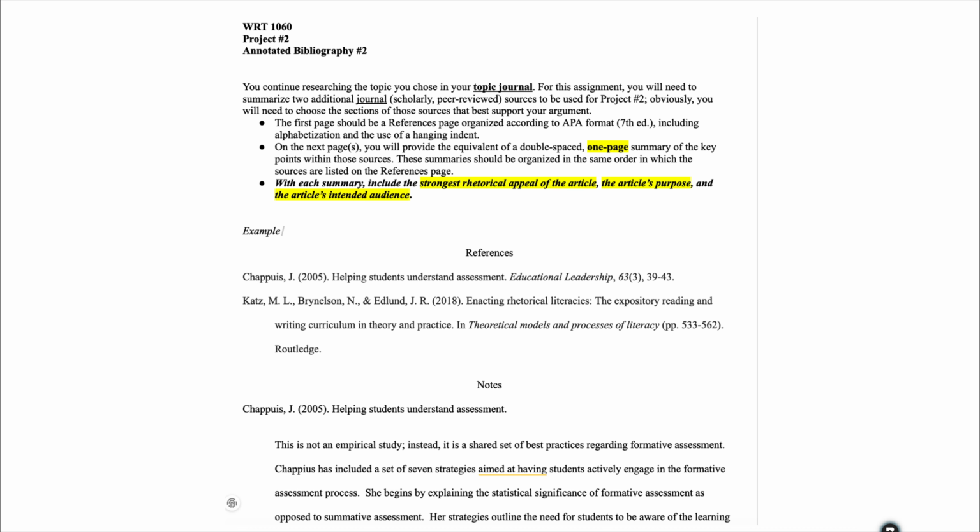And then you're going to write a 1-page double-spaced summary of the key points within each source. So basically you have a 1-page summary of source number 1, a 1-page summary of source number 2, double-spaced. But within those summaries, include the strongest rhetorical appeal of the article, what you think the article's purpose is, and who you think the article's intended audience is. So that will also be included in that 1-page summary.